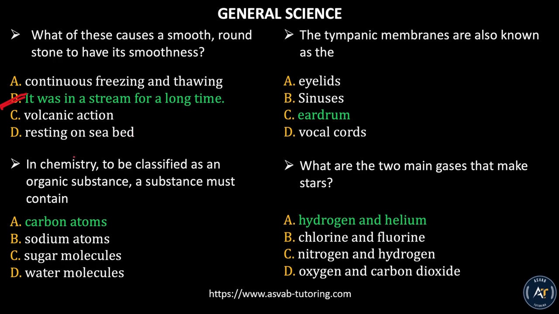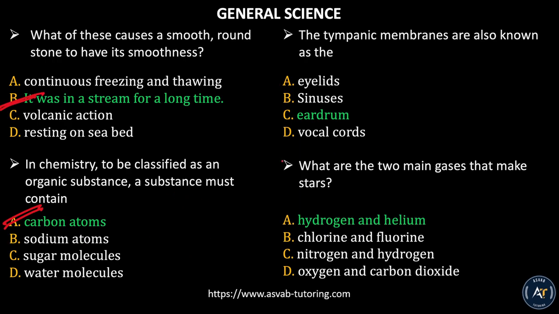Question number two. In chemistry, to be classified as an organic substance, a substance must contain option A, carbon atoms, option B, sodium atoms, option C, sugar molecules, option D, water molecules. The correct answer is carbon atoms. Carbon has four different hands, so it can have four different atoms connected. It has to fill out all these hands. If it doesn't fill all four hands, that is not called an organic substance. Like carbon dioxide is not an organic substance, or carbon monoxide, although they have carbon, right? So it has to be carbon with all four hands in use.